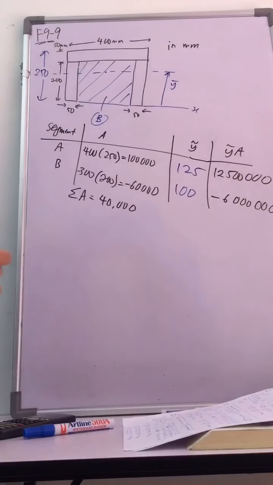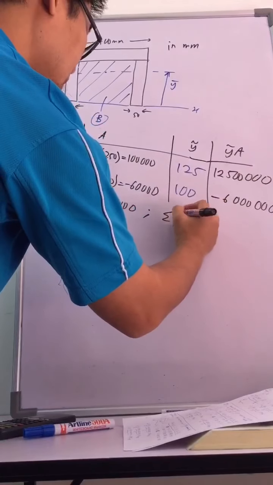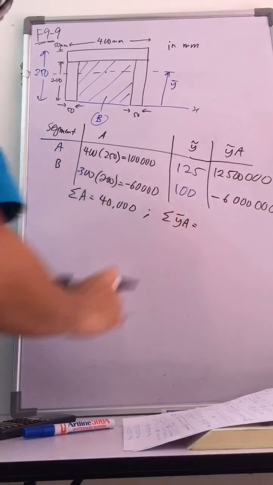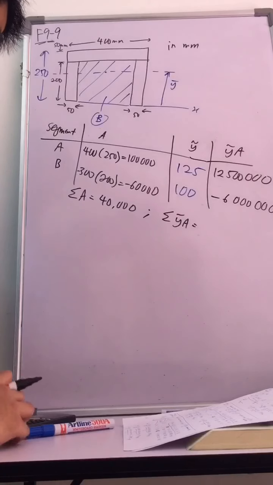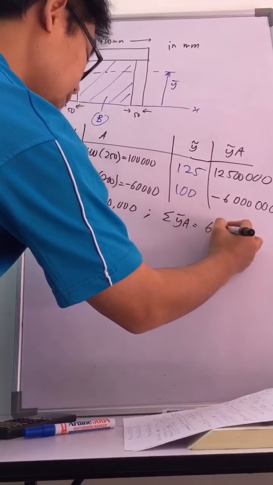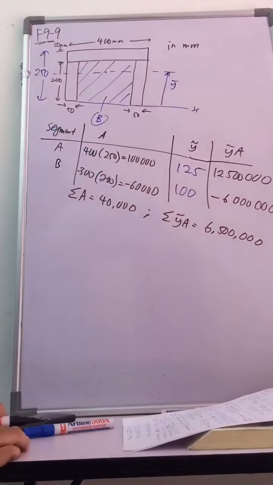Okay. So your summation of y tilde A is this plus this, which means this minus. 12,500,000 minus 6,000,000. So you got 6,500,000. It's okay.